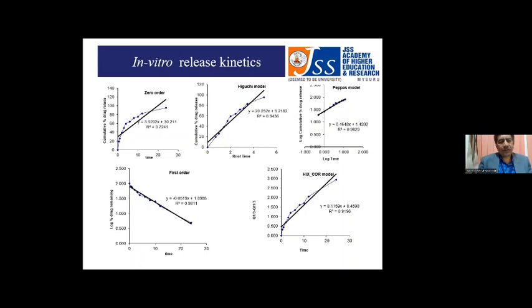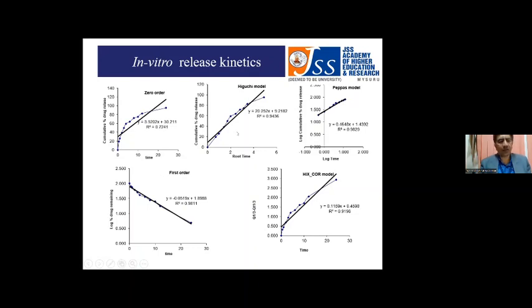The data which we obtained from the in vitro dissolution media were plotted into different kinetic models to understand the mechanism of release. The first model is zero order kinetics, in which we plotted the cumulative percentage of drug release versus time. The R square value was smaller compared to first order kinetics, in which log percentage of drug remaining is plotted versus time. So our nano formulation follows predominantly first order kinetics.